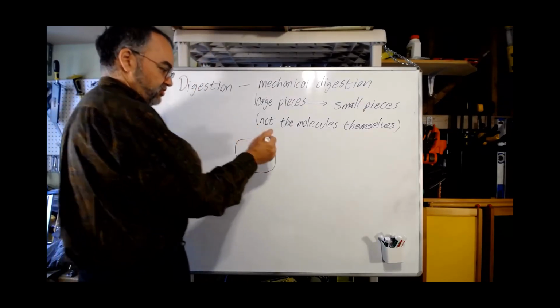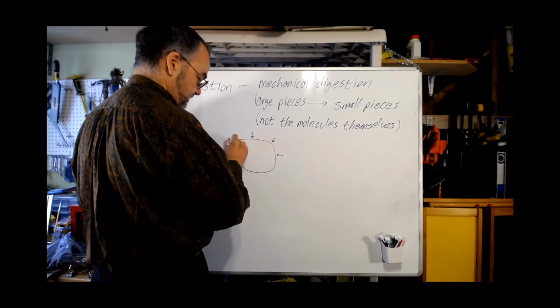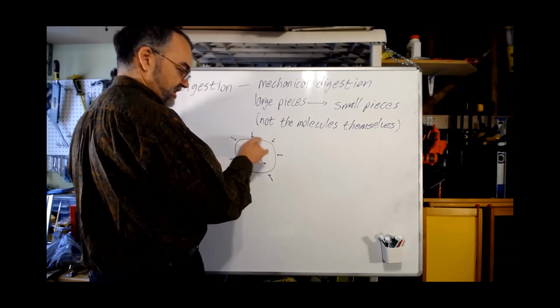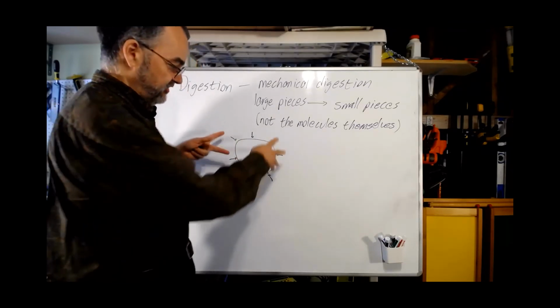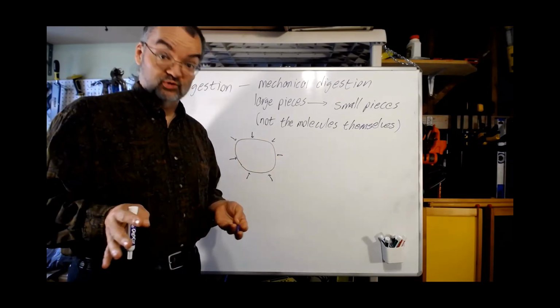But in this big chunk, my enzymes can only work on the surface of the chunk. So here, my enzymes can only work on that surface layer, meaning all the stuff in here is going to have to wait to be digested until the enzymes work their way in. And that can take a long time. That may take too long.